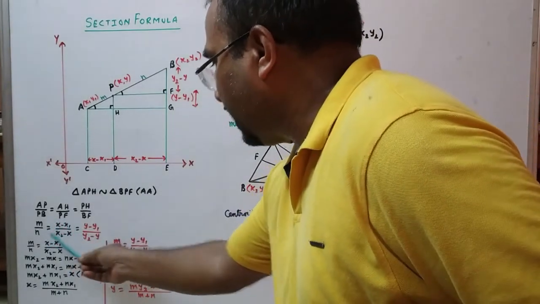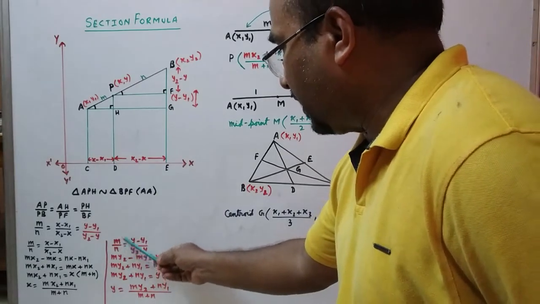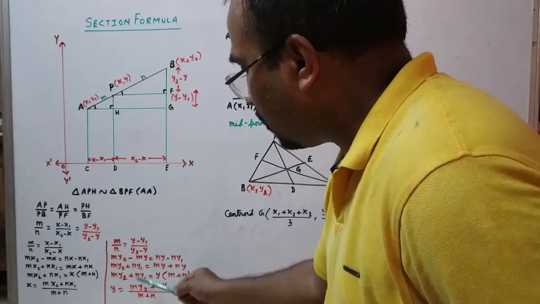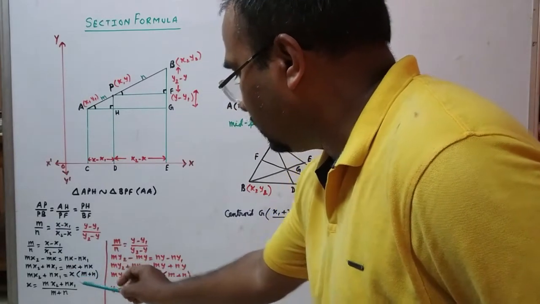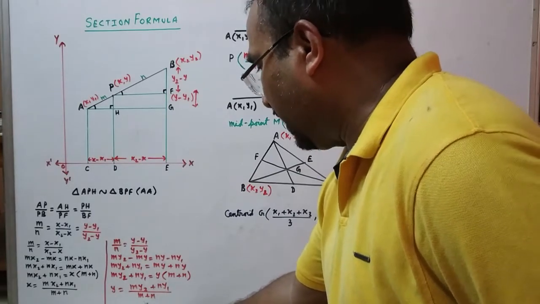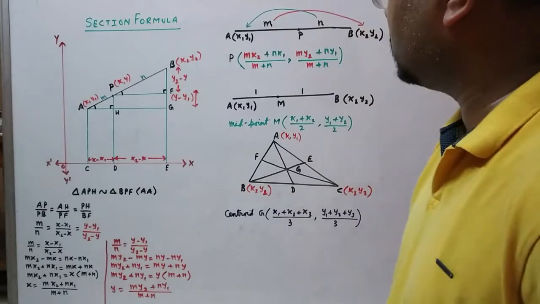Then taking m by n equals y minus y1 by y2 minus y, I get this part written, cross multiplied and solved in exactly the same way as over here. And I get y as my2 plus ny1 by m plus n. So this value of y I can get by this relationship.